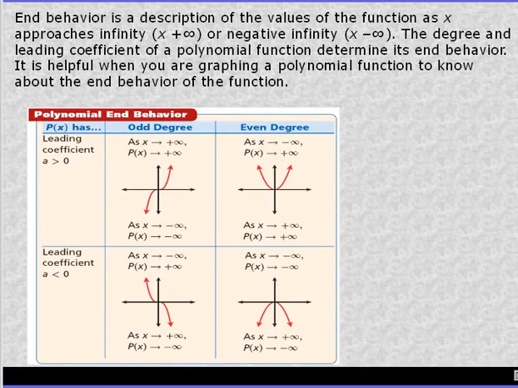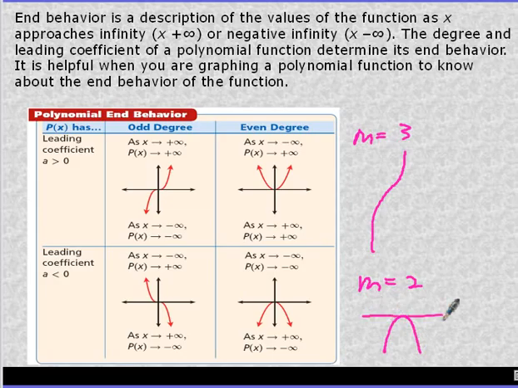All right, so if you remember when we talked about multiplicity, if there was a multiplicity of 3, we could look at the graph and see there was a squiggle. I call it a squiggle. If we had a multiplicity of 2, it would touch the x axis but not cross it, so we would have something that looks like that.